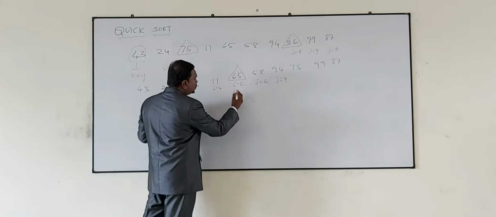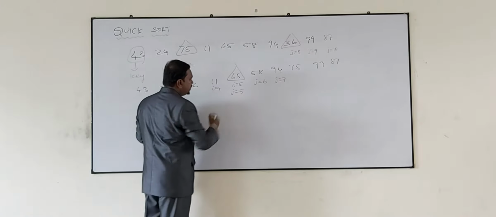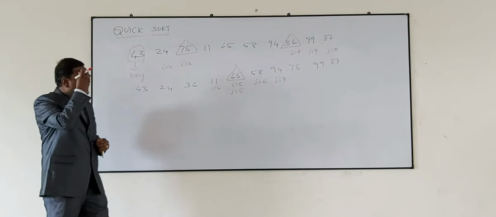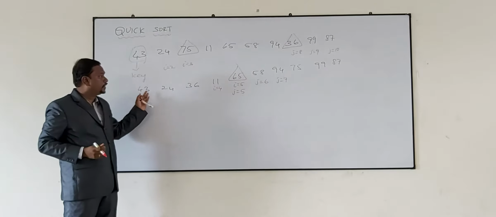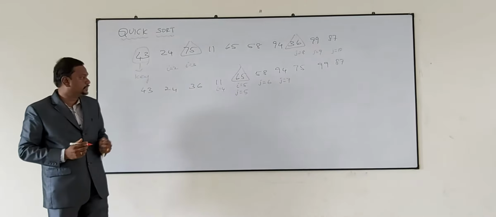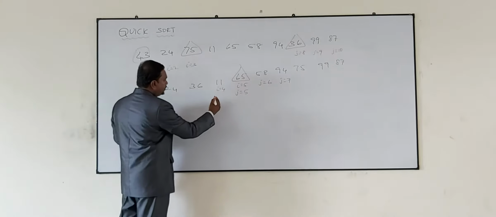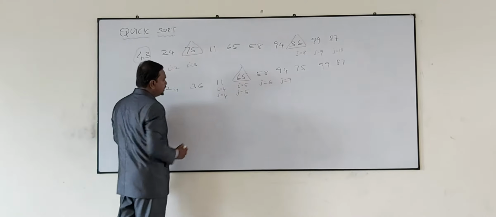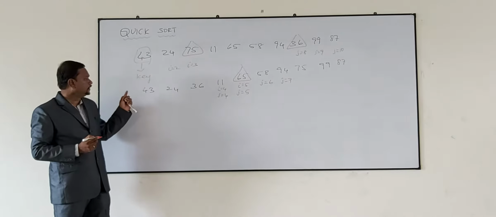Once again we will move to the next position. So j is decremented by 1. Now j is 5. Again we will compare 43 with the 65. 65 is again the bigger element. So the j position should be decremented by 1. So now j is 4.